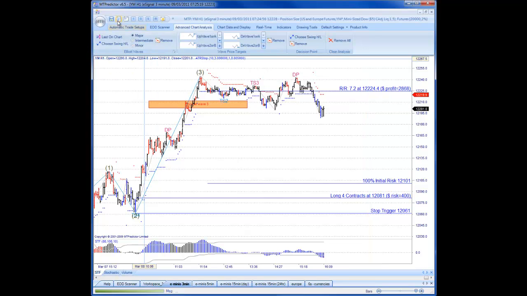So yet another great example of our Holy Grail setup, where we were looking to trade the automatic setup as if it's a wave 2 to then go into a strong wave 3. So a great example, and as you can see, a great result overall with a lovely plus 7.2R profit.